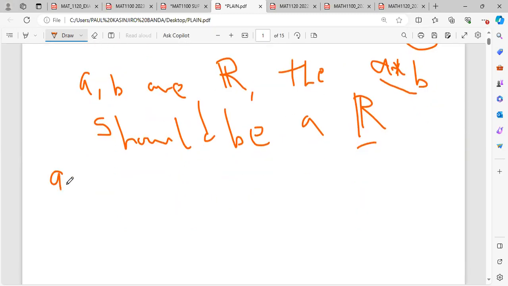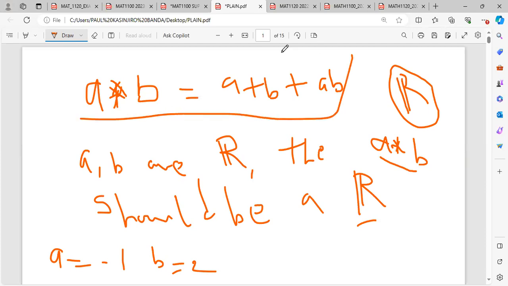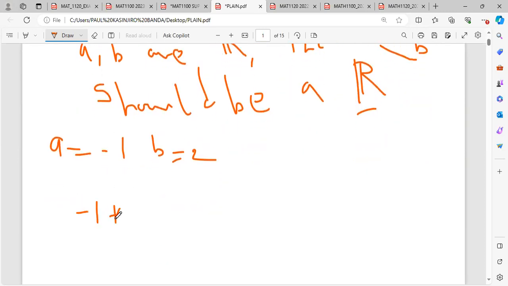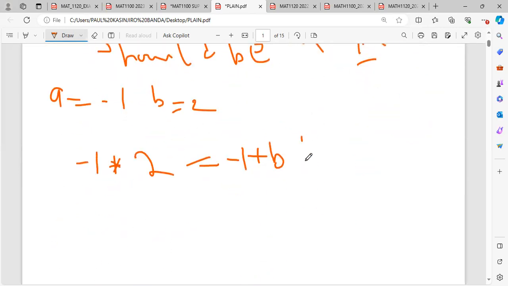Let's say, for example, I take A as -1 and B as 2. So let's test these two numbers. This is our equation: A star B is equal to A plus B plus AB. So -1 star 2 is equal to A plus B, so in place of A you put -1, in place of B you put 2, then plus AB, so plus 2 multiplied by -1. Then let's find the answer.